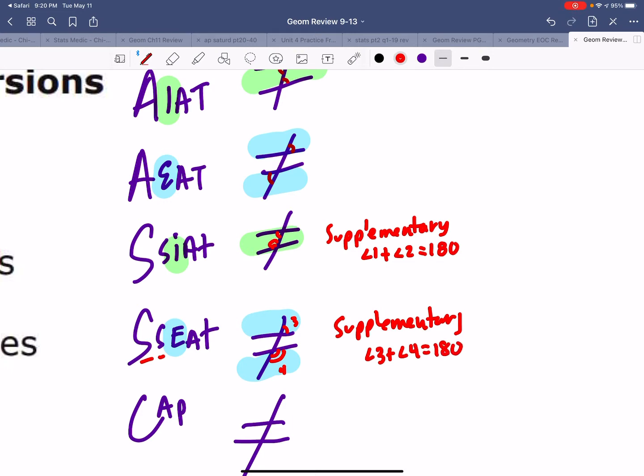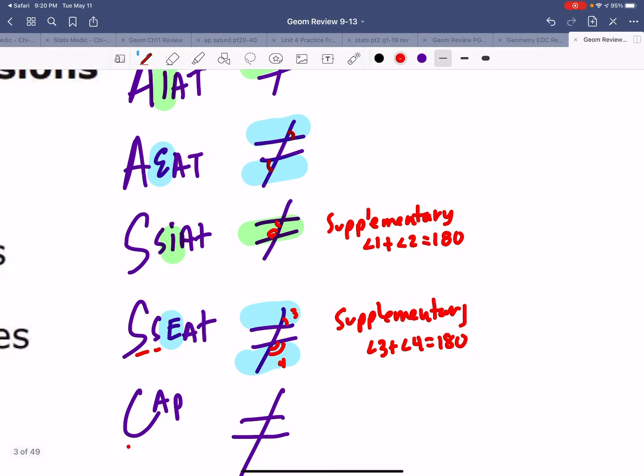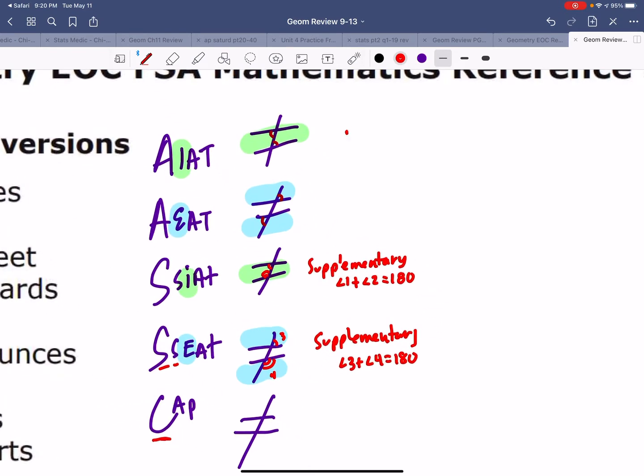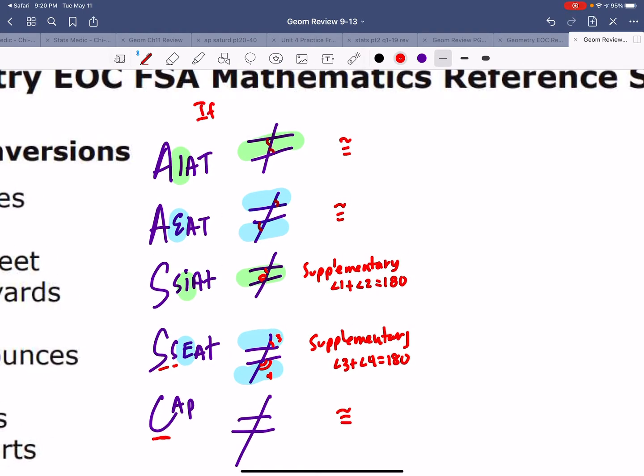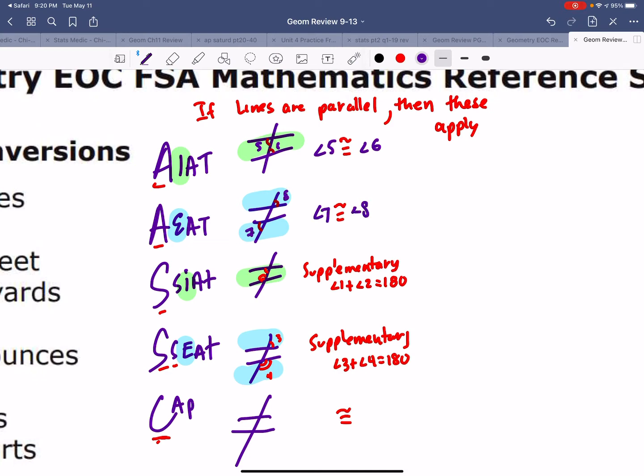So what are corresponding angles? Those are congruent. That starts with the letter C, so the rest of these are congruent, meaning equal to one another. So the theorem goes, if the lines are parallel, then these 5 theorems apply, okay? Let's see what we have here. We already had angle 3 and 4, so I'll call this angle 5 and angle 6. Angle 5 has to be congruent to angle 6. Let's call that 7 and 8. Angle 7 has to be congruent to angle 8.